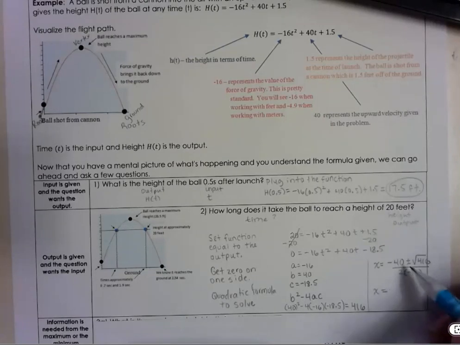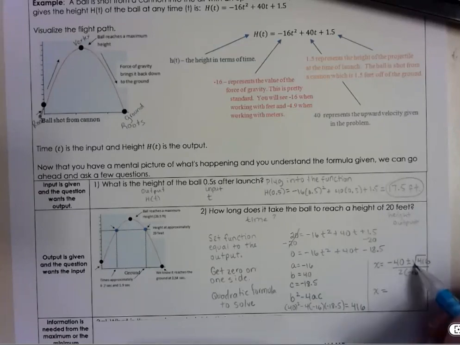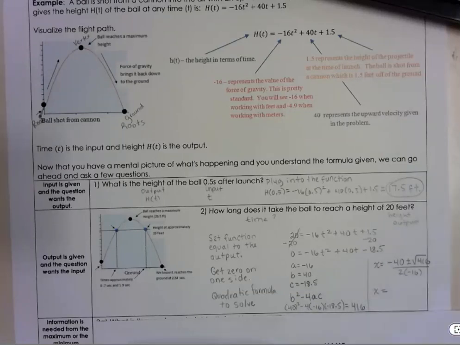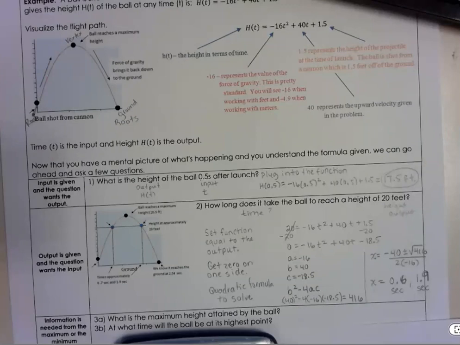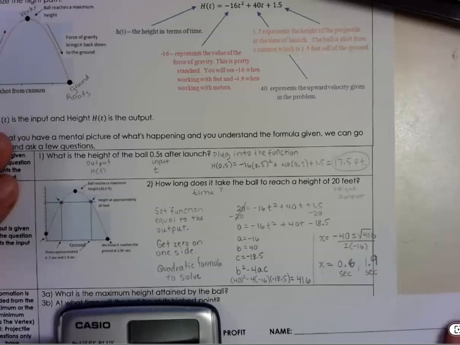Next, you're going to plug it into the quadratic formula. So you have negative b, negative 40, plus or minus the square root of the discriminant, which happens to be 416, over 2 times a. And now I'm going to use my calculator and I'm going to find my x values. After I use the quadratic formula, I find that it is 0.6 seconds and 1.9 seconds.